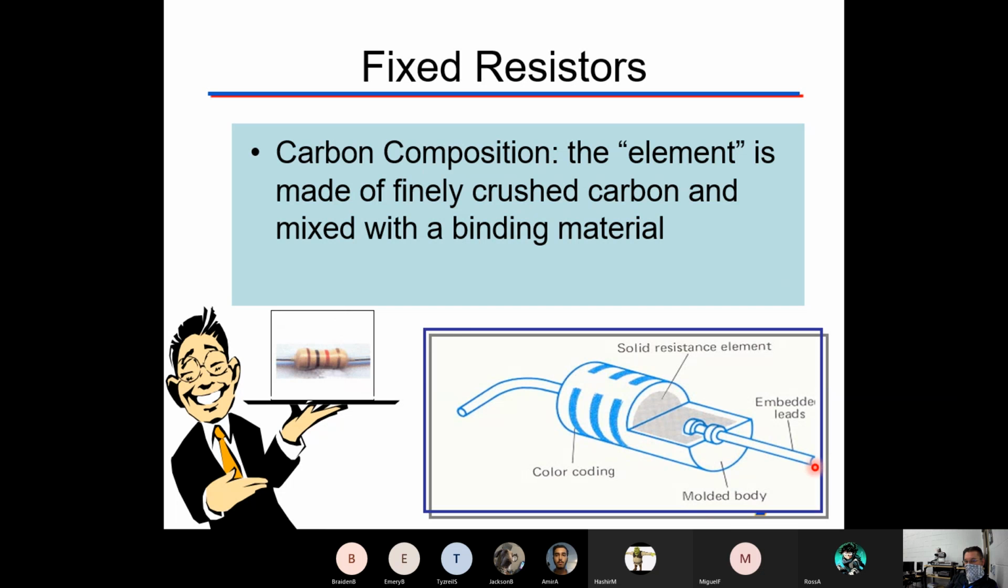But this is the piece of metal that goes inside, and basically the current has to go from here to the other side of that resistor.